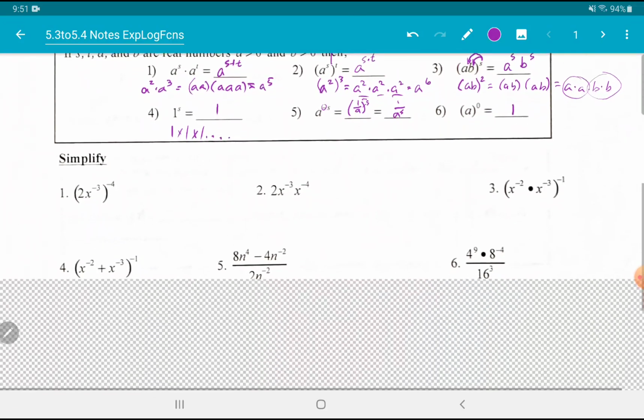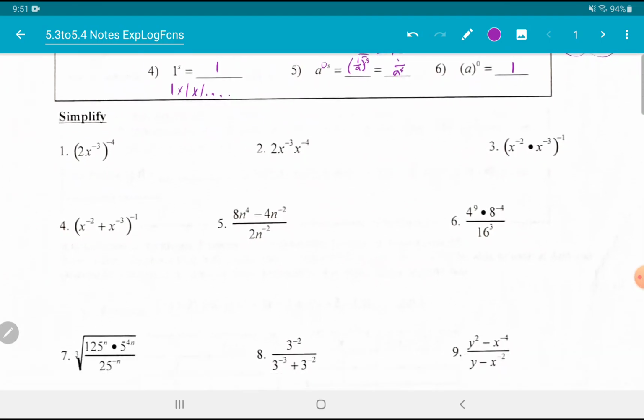All right, let's do some examples. Let's try number 1 here. So here I see 2 times x to the negative third power, all to the negative 4. So what we can do is distribute that negative 4 to everything in parentheses. We get 2 to the negative fourth, x to the negative 3 times negative 4, which will give us a positive 12. So one thing to note is that these two items are separate. You have 2 to the negative 4, which is really the same as 1 over 2 to the power of 4. And then you also have an x to the 12th off on its own.